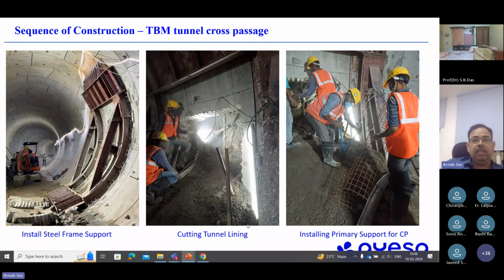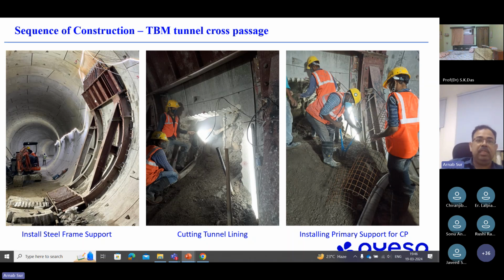So what I have is a pictorial presentation for NATM, this cross passage construction for a TBM tunnel, where all the steps are captured step by step. So the first step is from the inside of the TBM tunnel, we install a steel frame, which we call a D frame because it looks like a D.